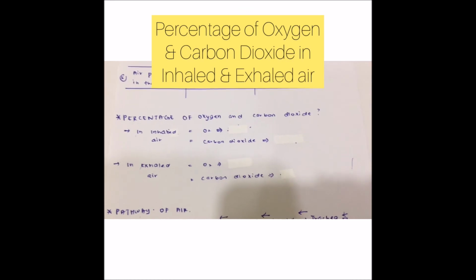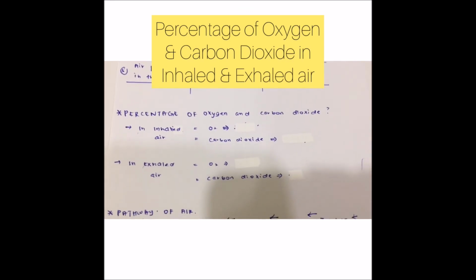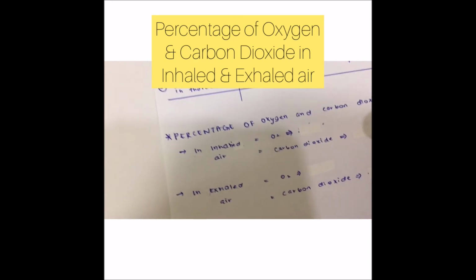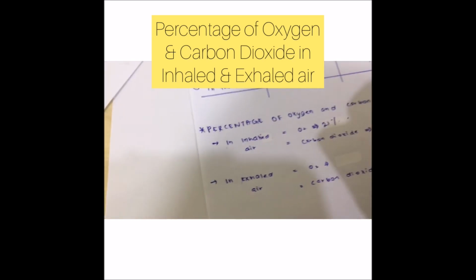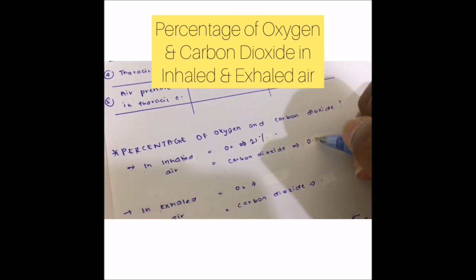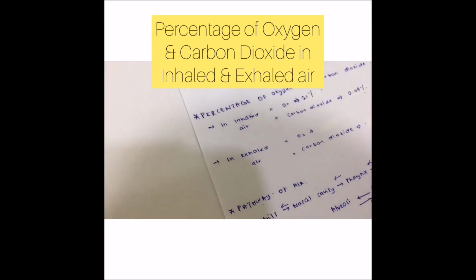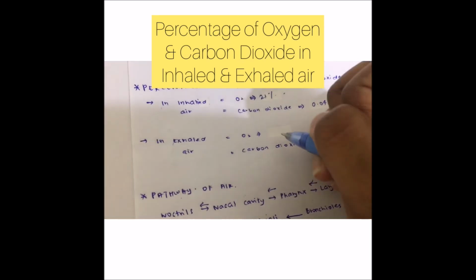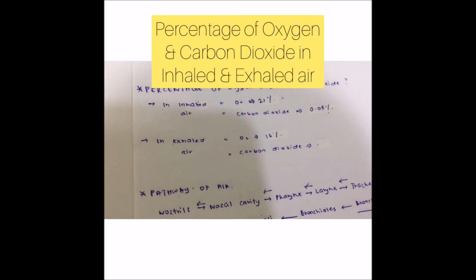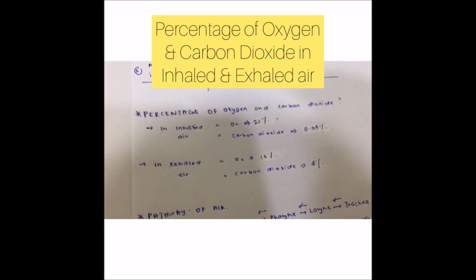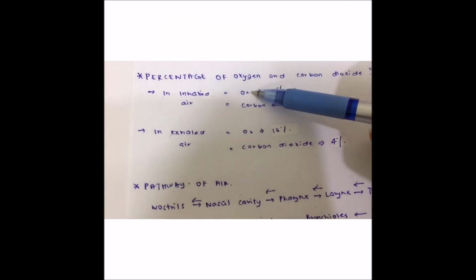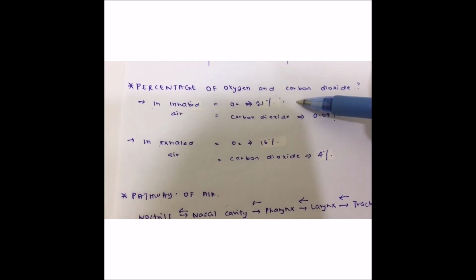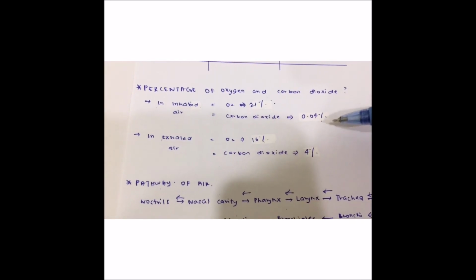Okay, so the percentage of oxygen and carbon dioxide in inhaled air is: oxygen of 21% and carbon dioxide of 0.04%. In exhaled air, we have oxygen of 16% and carbon dioxide of 4%. So from this percentage of oxygen and carbon dioxide, we can know that oxygen is more in inhaled air compared to the exhaled air, and we have more percentage of carbon dioxide in exhaled air compared to inhaled air.